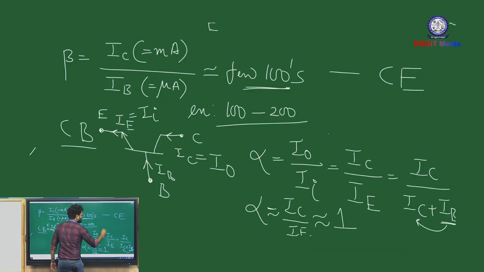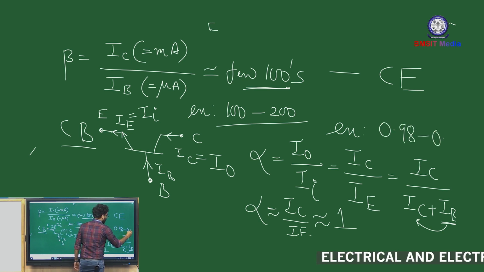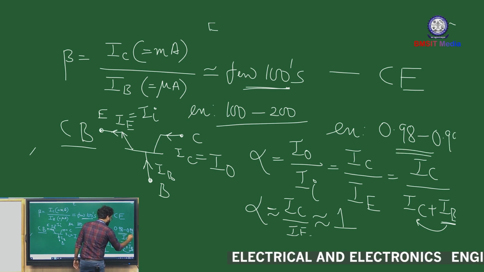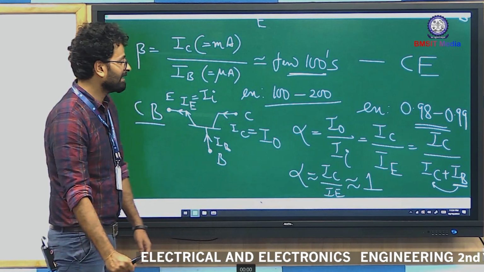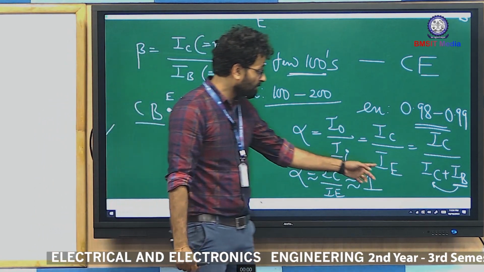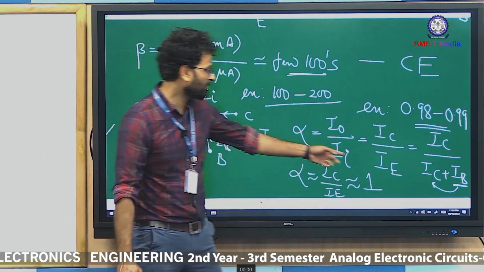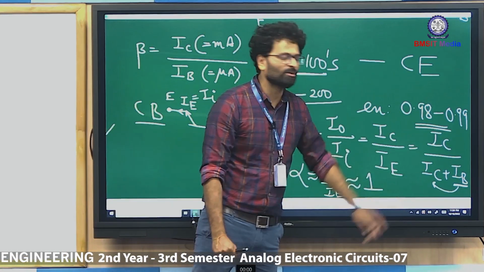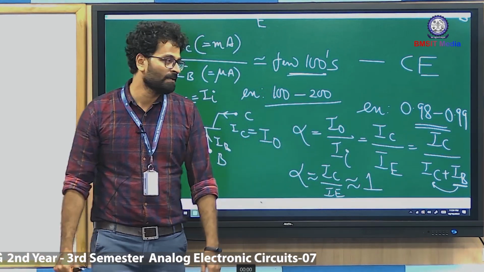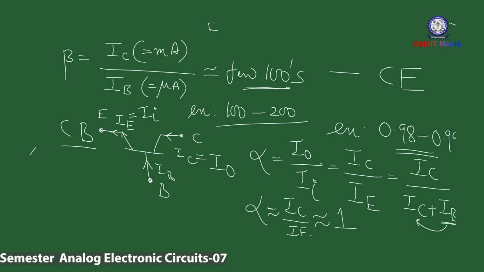Alpha is very close to 1. Example, alpha is normally in the range of 0.98 to 0.99. It is always slightly less than 1, because the denominator is slightly greater than the numerator, because the denominator is IC plus IB and the numerator is only IC. So that's the current gain for common base configuration.